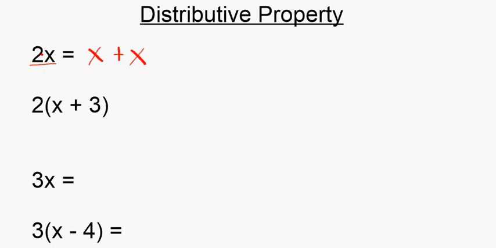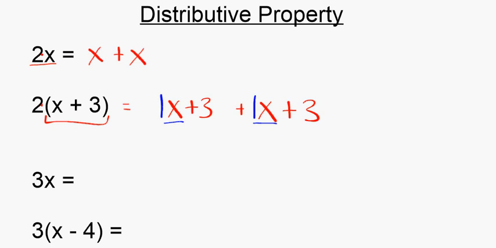So if I am multiplying this x plus 3 by 2, then this is the same as x plus 3 plus another x plus 3. Here we have 2 of them. We can simplify by combining like terms. This is 1x plus 1x, which equals 2x. And then this is a positive 3 plus 3 more, which is positive 6.